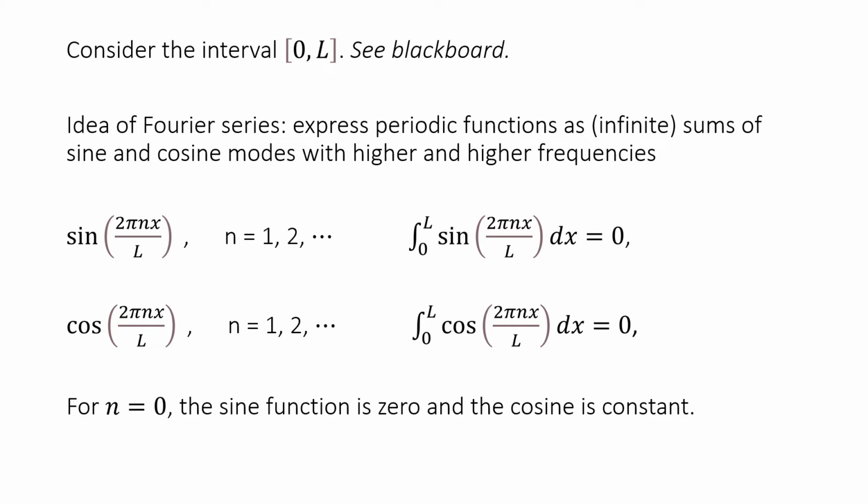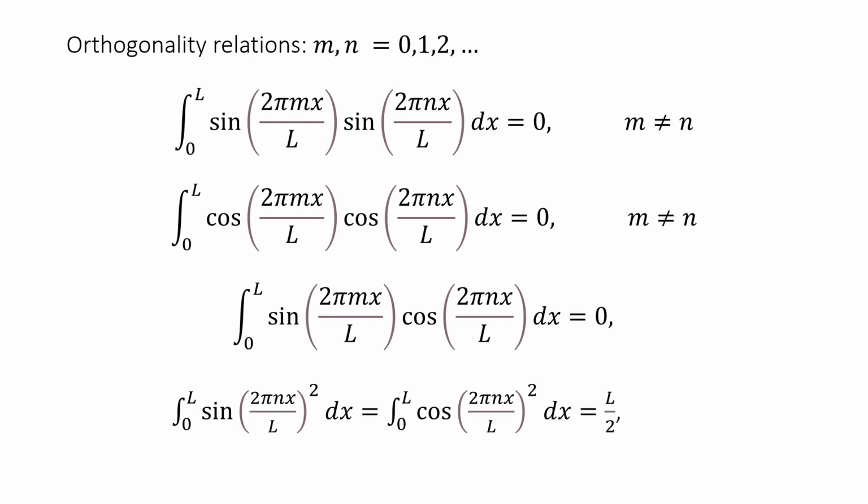And before we proceed and see what we can actually do with those Fourier modes, let's gather a few more of those properties. Those are the so-called orthogonality relations to begin with. So suppose we've got integers m and n going from 0 up to infinity. So m and n equal 0, 1, 2. We then make the following observations about the integrals. Suppose that m and n are different integers.